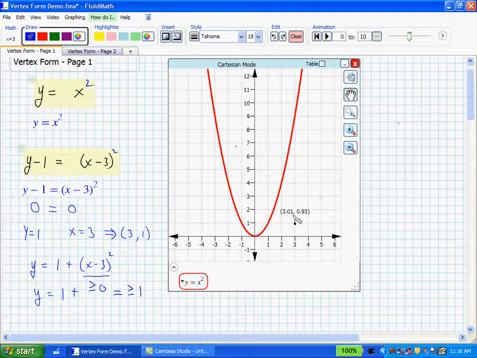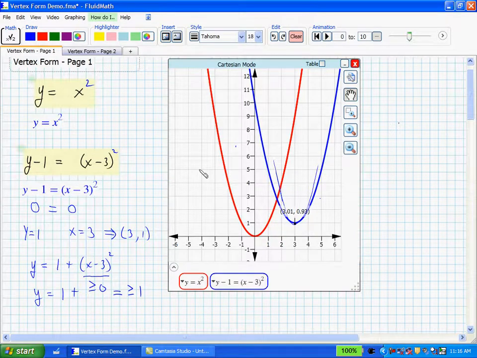Well, that tells us then that this curve not only goes through the point (3, 1), but has the smallest value at (3, 1). So the graph itself must be a parabola that comes down to that point and goes up. Well, let's just make sure of that. So we'll graph this parabola here. It goes through the point (3, 1), and indeed that's not only just any point on the parabola, it's the vertex of the parabola.